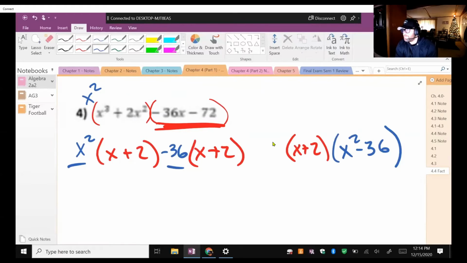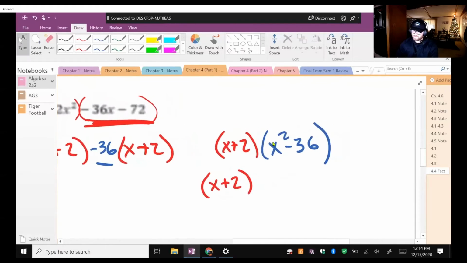Can't we factor x squared minus 36 more? Yeah, we can, right? I'm still going to have the x plus 2. Okay, we actually talked about this. This is actually special. This is called difference of two squares. Okay, difference of two squares.